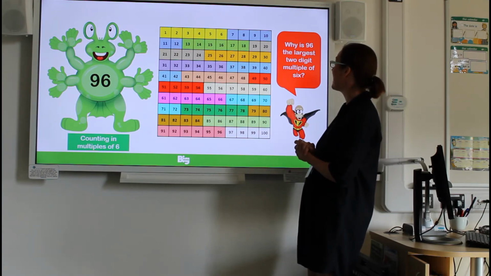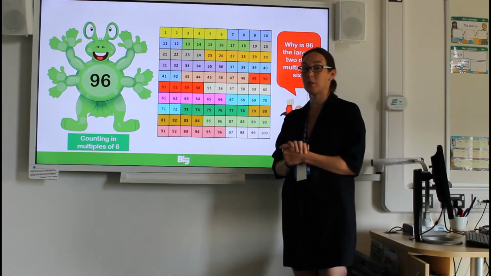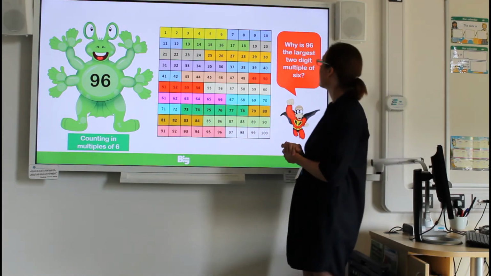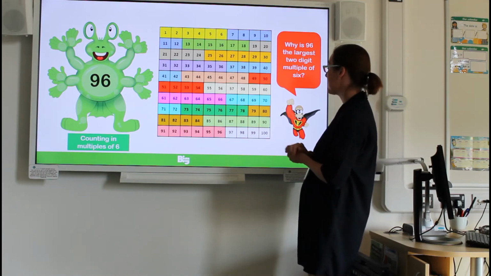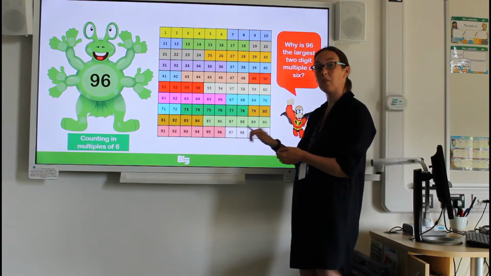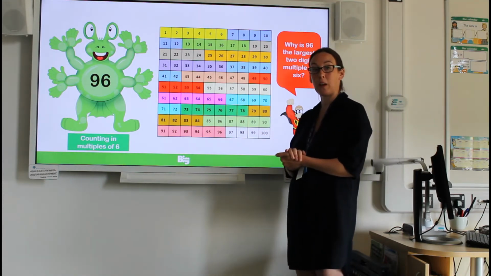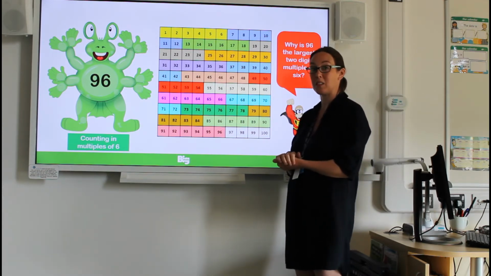Why is 96 the largest two-digit multiple of 6? Pause the video and discuss that with somebody in your household. Okay, so why is 96 the largest two-digit multiple of 6? Because if we continue to count in multiples of 6, what's going to happen? We're going to cross that 100 barrier, and then we are going to start to get into three-digit numbers.